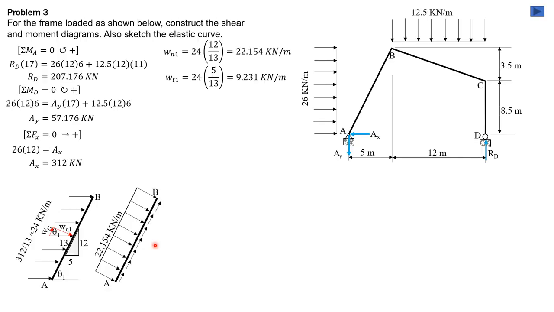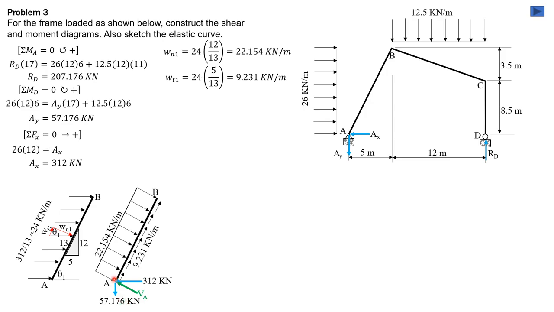Then the tangential load is 9.231 kilonewton per meter, and the other is the normal load. Then this is the reaction at AX and AY. Then let's resolve AX and AY into shear component, or normal component, or tangential component. So we will call the normal component shear A because this is perpendicular to the member. The component of 312 is 312 times sine of theta 1. So the component of 312 along this axis is longer. So 312 times 12 over 13.